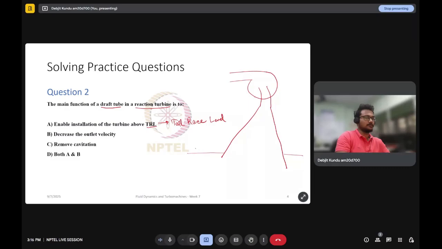which is called the tail race level, by the way. So this is what is the TRL, and this is the draft tube. And here's our reaction turbine.